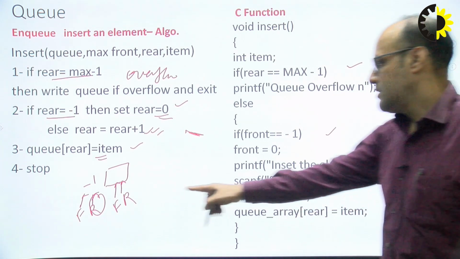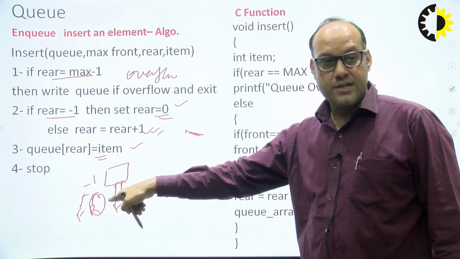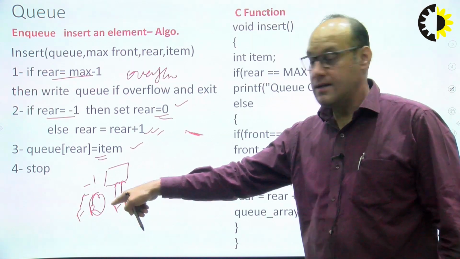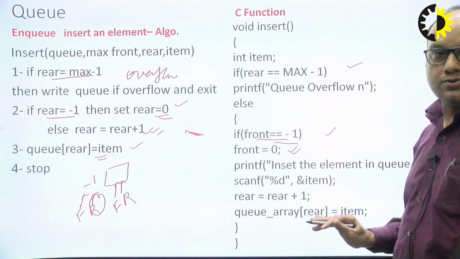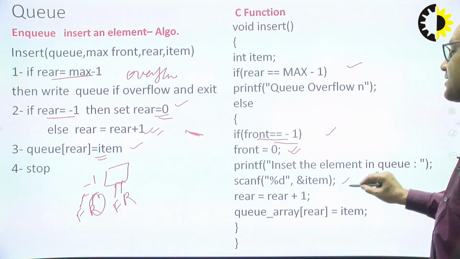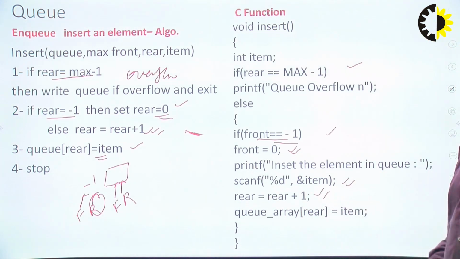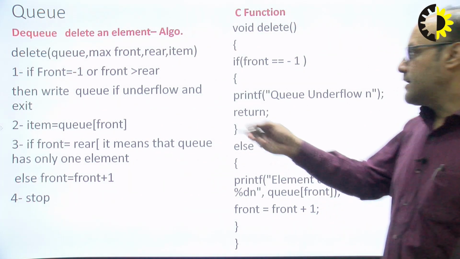Okay, so I am going to insert the first element. It may be the case that this is the first element. So I have checked here, if front is equal to minus 1, then I have to set front is equal to 0. Then item inserted will be printed here, and rear plus 1 is already updated. Okay, and what happens in DQ, deletion?